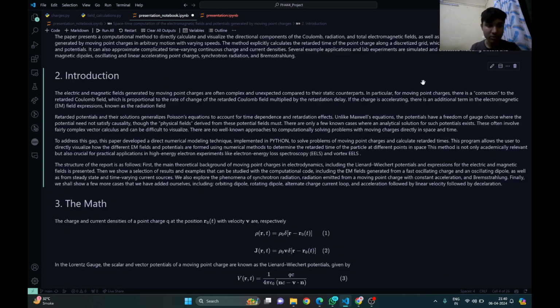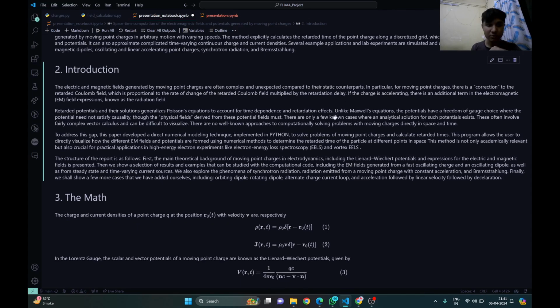So, coming to the introduction, the electric and magnetic fields that are generated by moving point charges are often complex and unexpected compared to the static counterparts, which is the electric and magnetic fields generated by a static charge. In particular, for moving point charges, there is a correction to the retarded Coulomb field, which is proportional to the rate of change of the retarded Coulomb field multiplied by the retardation delay. Also, if the charge is accelerating, there is an additional term in the electromagnetic field expressions known as the radiation field. We shall see all of this in the plots that are going to follow.